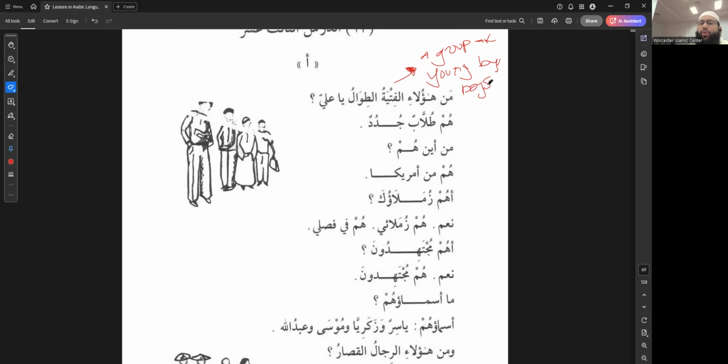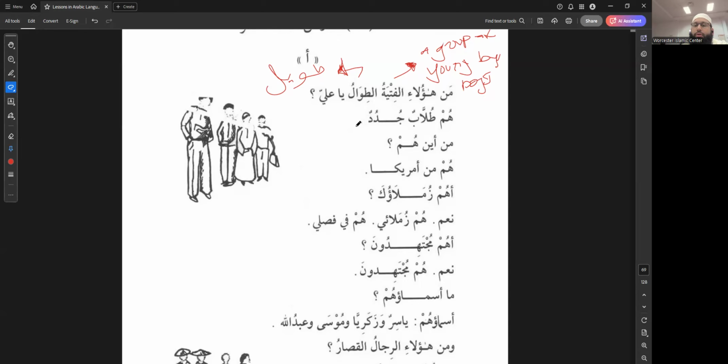Okay. الطوال. What does طوال mean? You know a word that's similar to that. Tall. Very good. طوال is the plural of طويل, the plural of tall. الفتية الطوال means tall young boys. Okay. يا علي. Oh Ali. هم طلاب. We know طلاب. What does طلاب mean? The plural of students. Sorry, plural of طالب.